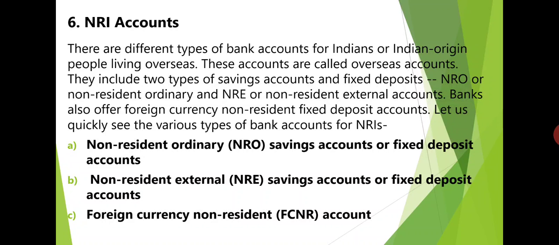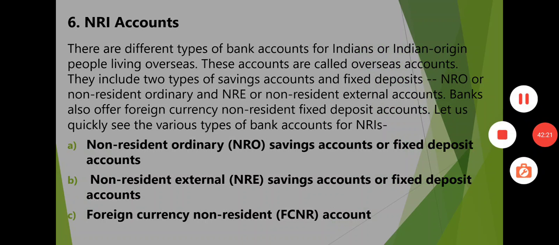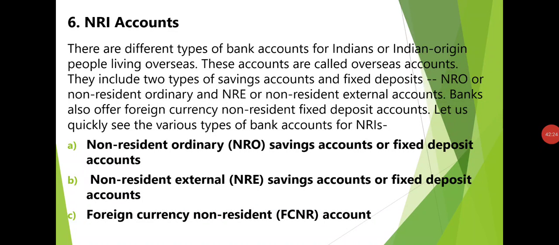So there are three types of NRI accounts. The first one is non-resident ordinary saving accounts or fixed deposits account. The second one is non-resident external saving accounts or fixed deposits account. And the last one is foreign currency non-resident accounts. So it's about the types of account.